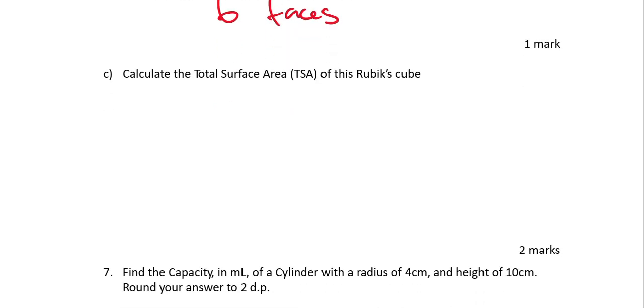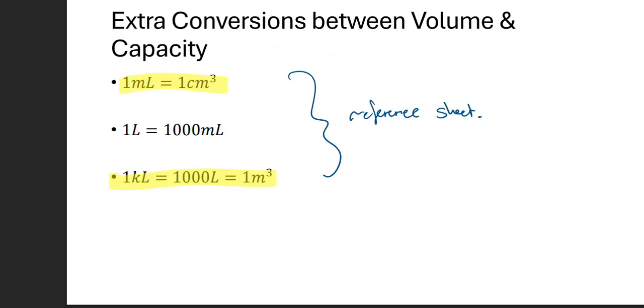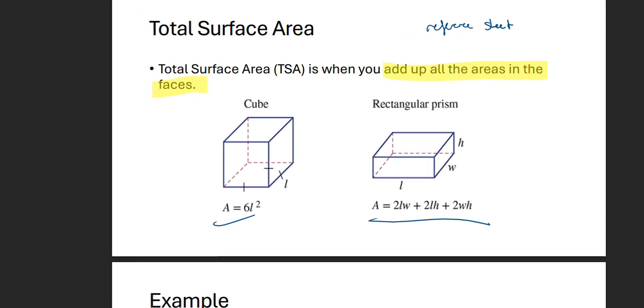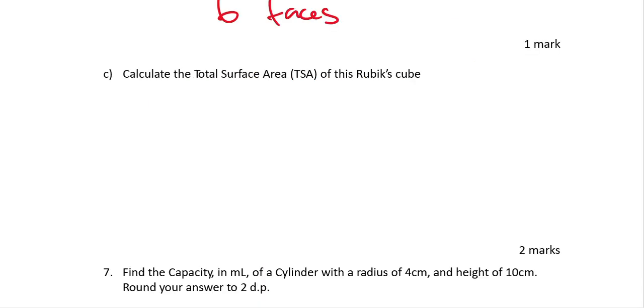Calculate the total surface area of this Rubik's Cube. Now, I believe there's a formula that I taught you for the surface area of a cube. So if we just find it, here we go. It's right here. The total surface area is when you add up all the areas of the faces. So there's this formula here: A is equal to 6L squared. So this will be A is equal to 6L squared.